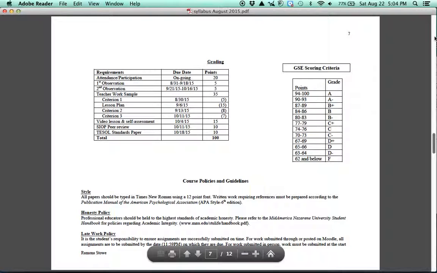Then we have the course policies and guidelines and also supports. You know by now the Times New Roman, APA style. We expect you to be honest, no plagiarism, and so on. The late work policy is just as it's always been: 10% off for each day that something is late, up to 3 days late, and then after that, no credit will be given.